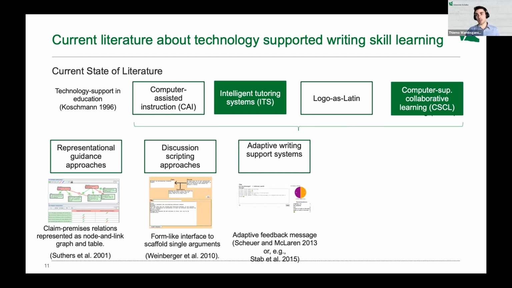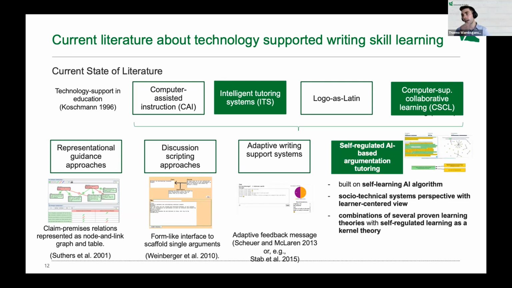According to Chewei 2015, 3 different approaches can be compared in current literature. First of all, representation-guided approaches, which help students to display the lines of argumentation with, for example, nodes and links. Second, we have discussion scripting approaches, which help individuals to pre-structure their arguments in pre-structured forms, and third, adaptive writing support systems, which aim to provide students feedback with syntactical rules.